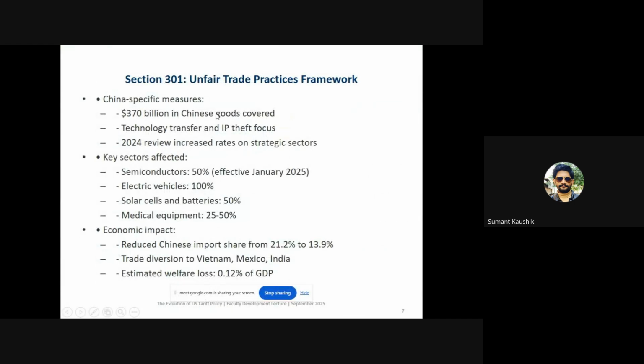So these were the frameworks under Section 301, unfair trade practices. So these are the Chinese specific measures as I've already explained to you. If you want to ask anything from this slide, I can explain, then we will continue.